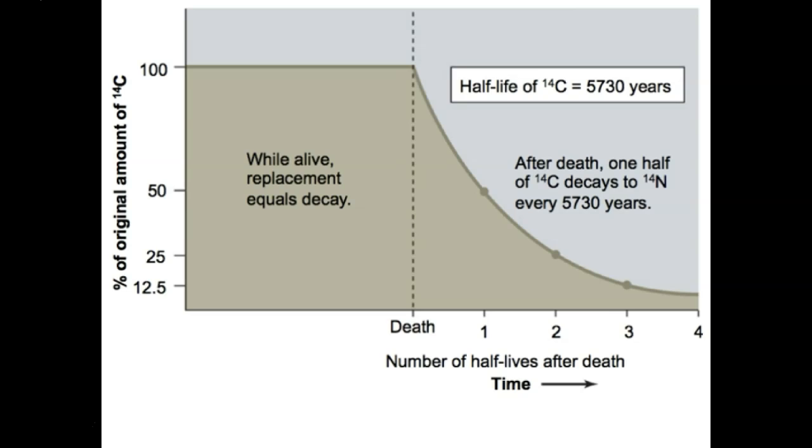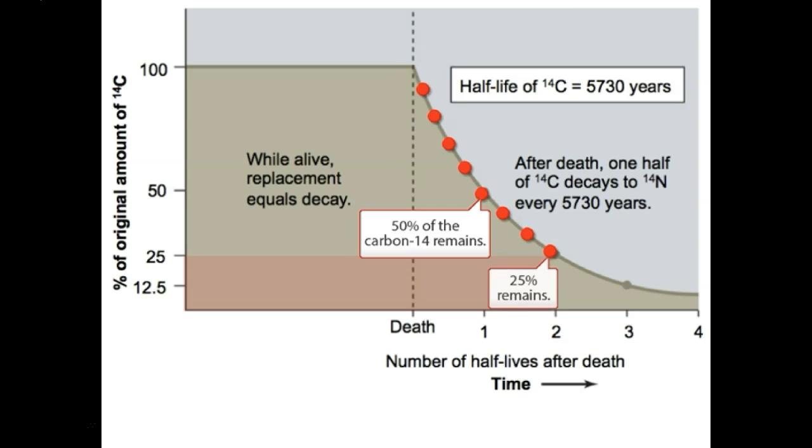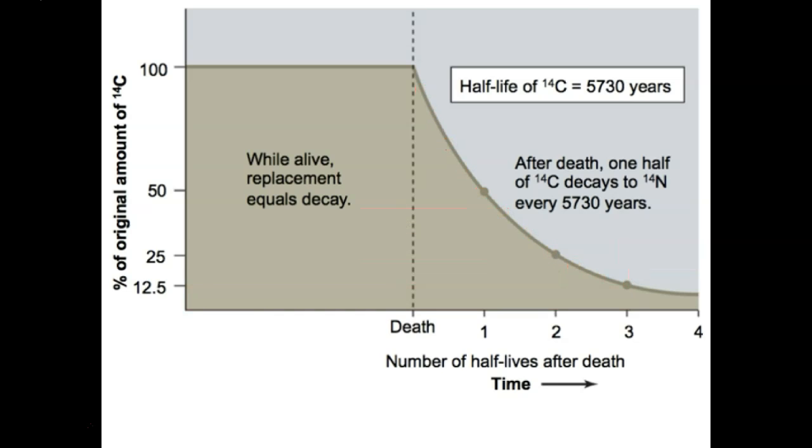After death, carbon-14 decays and it's not replaced. After one half-life, only 50% of the carbon-14 remains. After 2 half-lives, 25% remains. After 3 half-lives, 12.5% remains, and so on. We can use a graph like this to estimate any fossil's age.